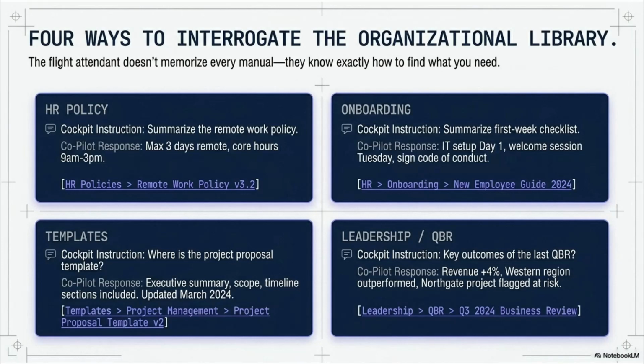Templates, cockpit instruction: where is the project proposal template? Copilot response: executive summary, scope, timeline sections included. Updated March 2024. Source linked directly. Leadership and QBR, cockpit instruction: key outcomes of the last QBR. Copilot response: revenue plus 4%. Western region outperformed, Northgate project flagged at risk. Source: leadership, QBR, Q3 2024, business review.